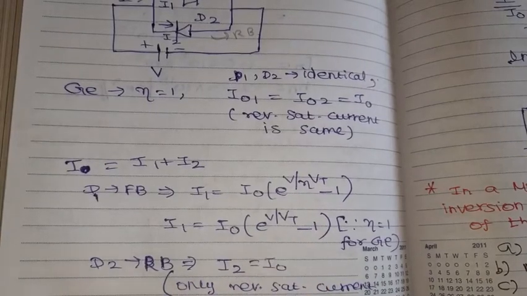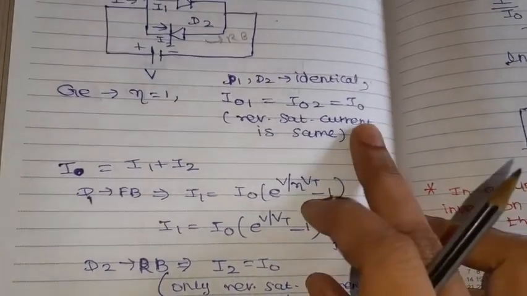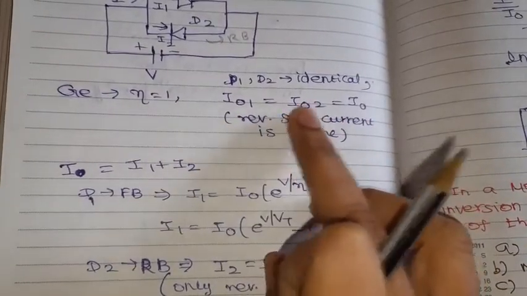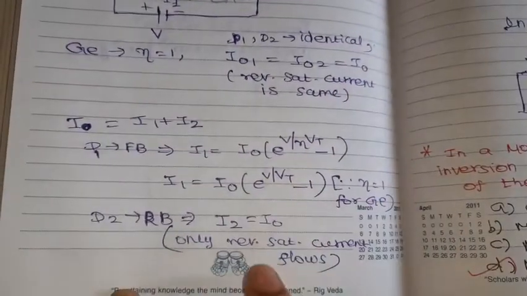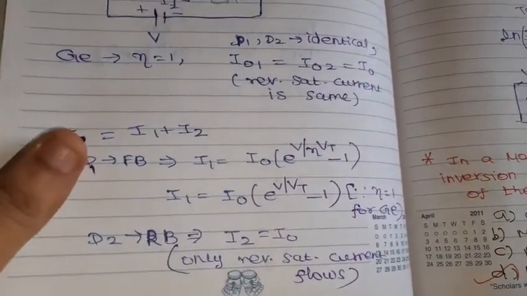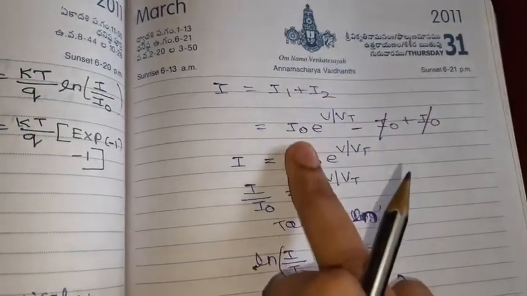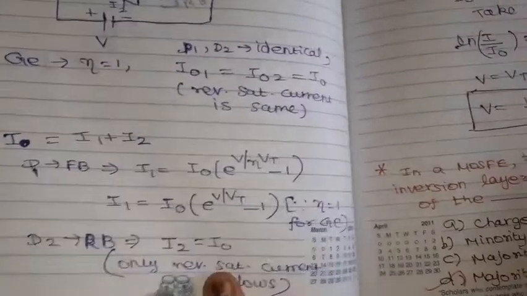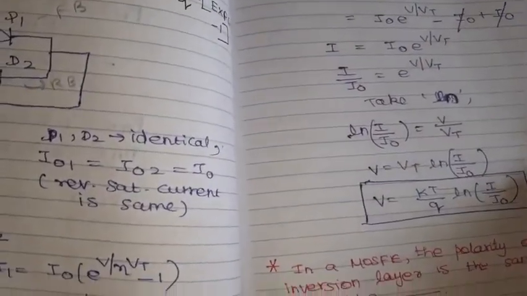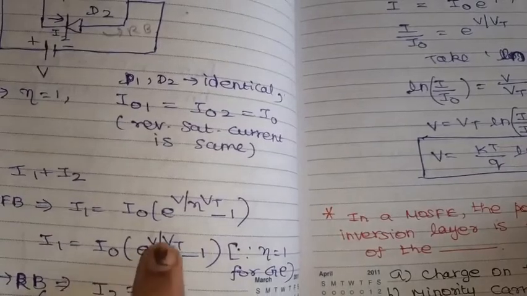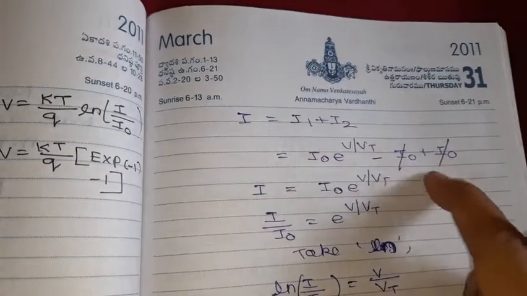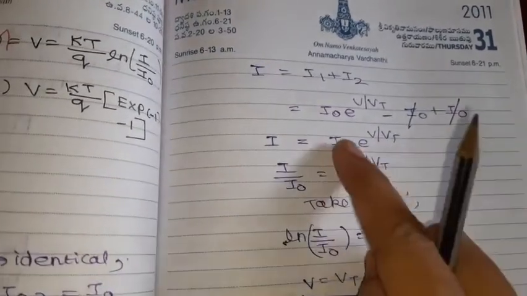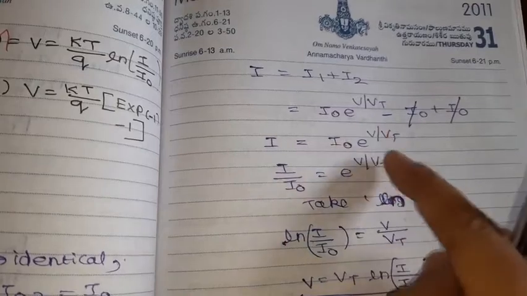Reverse bias means only reverse current flows. Okay, reverse saturation current only flows. So I2 is automatically equal to I naught. So what is the total current I? I is equal to I1 plus I2. I naught into e power V by Vt, just multiply inside here, I naught into e power V by Vt minus I naught. Again, what is I2? It is simply plus I naught. I naught gets cancelled. So I is equal to I naught into e power V by Vt.